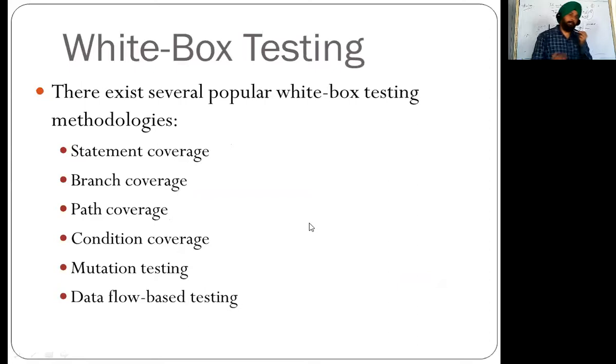Then we come to the different types of white box testing. There are several types of white box testing, and these are basically divided into two basic categories: coverage based testing and fault based testing. Statement coverage, branch coverage, path coverage, and condition coverage are coverage based testing, and mutation testing is a type of fault based testing.